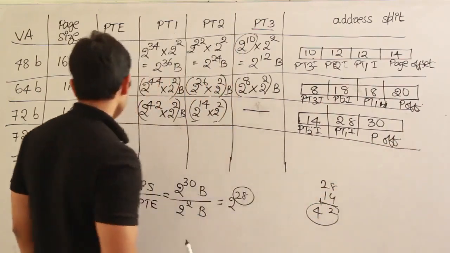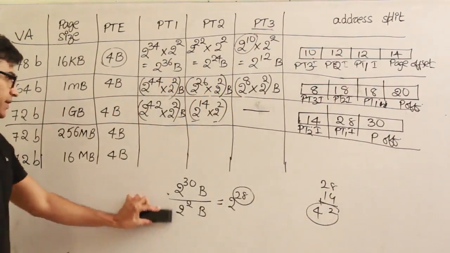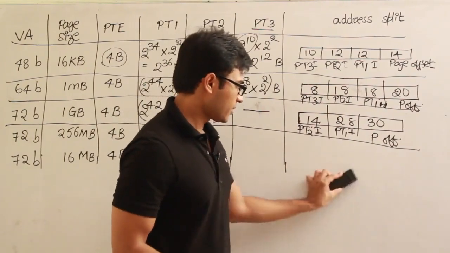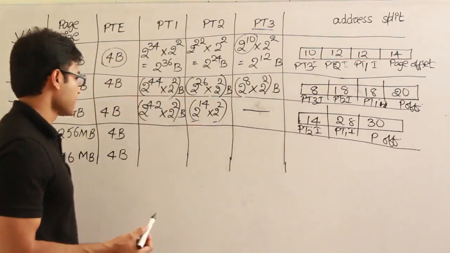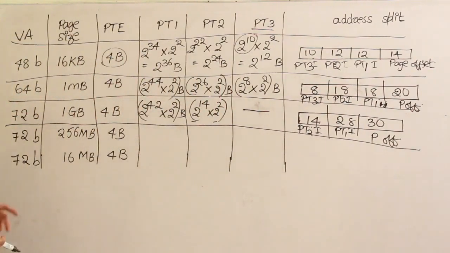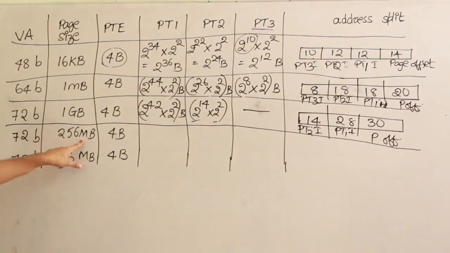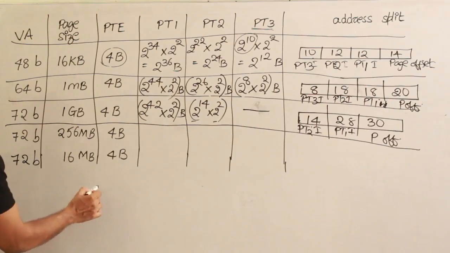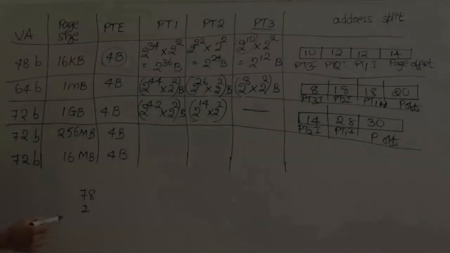Now let's look at the next one. You should be able to do it fast like this with practice. Don't worry if you are not able to do it fast right away; with more examples it will be easy for you. So the next one is 72 bits, and now if you watch it, the page size is 256 MB. How much is 256 MB? 2 power 28, isn't it? Therefore, how many pages do I get?